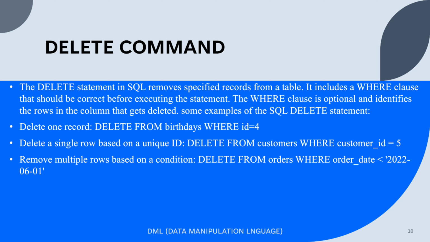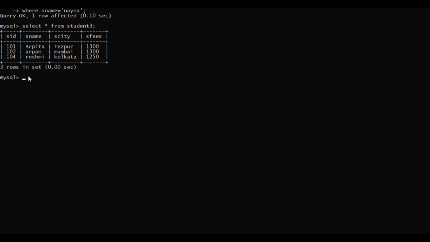The delete statement in SQL removes specified records from a table. It includes a where clause and that should be correct before executing the statement. The where clause is optional and identifies the rows in the column that get deleted. Some examples of the SQL delete statement are: to delete one record, we use delete from birthday table name where ID equal to 4 semicolon. Delete the table: the delete command can be used to remove records. Execute the delete statement without a where clause to remove all the records, and we can use the limit keyword to delete a particular number of records.